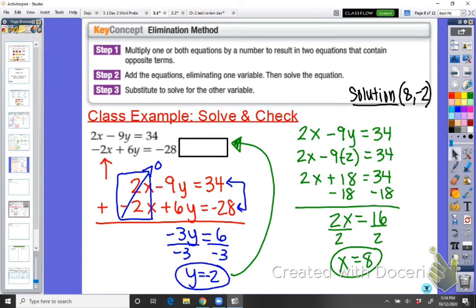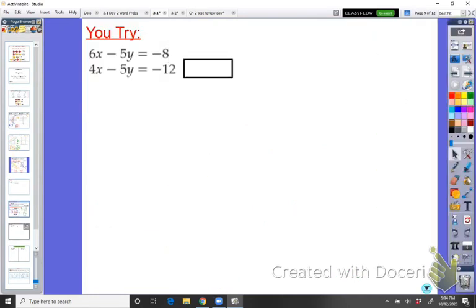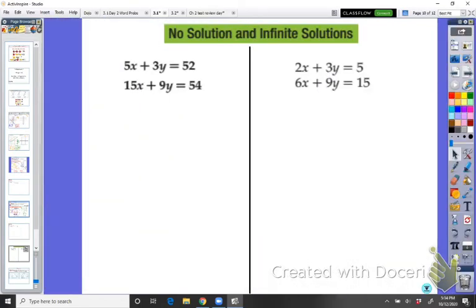And it does say check, so I trust that you know how to do that. I'm going to move on to keep the video as short as I can here. So you try this one by elimination. You don't have opposites right away, so you have to multiply a line by something to make opposites there. And then last, we have two special types of solutions.